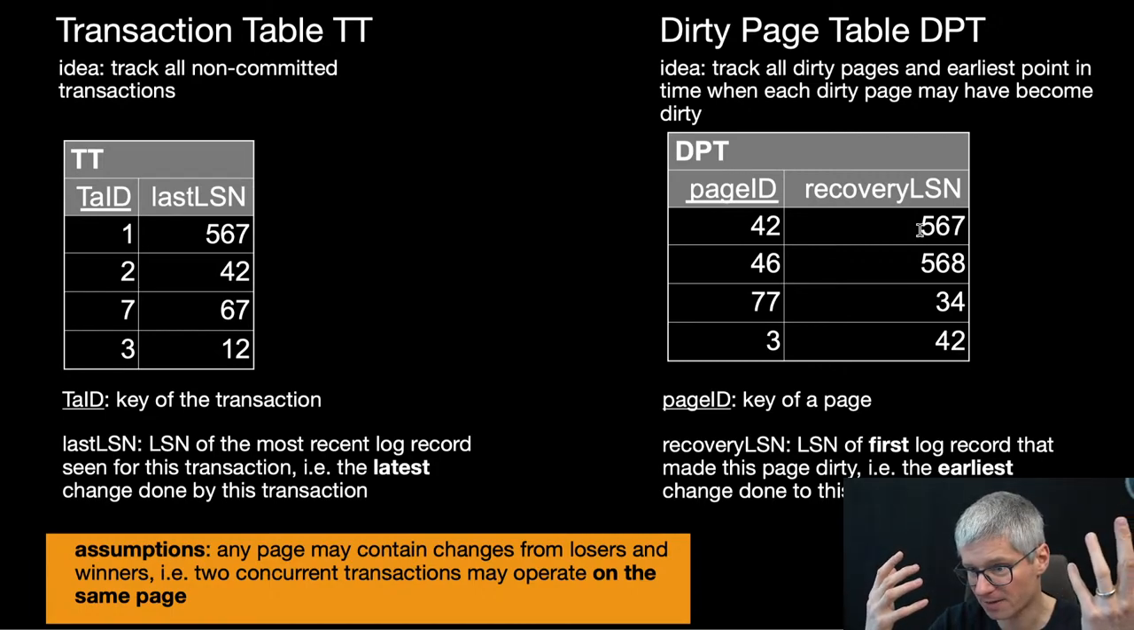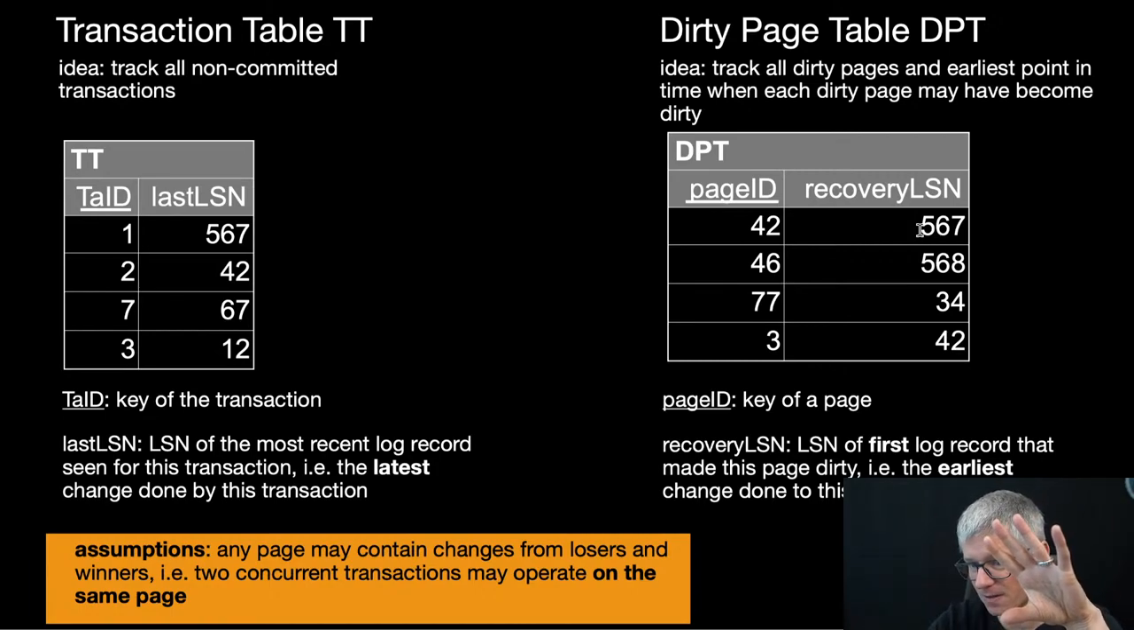Assume you have a background thread writing out the dirty pages to the database store. Then you can remove it from the dirty page table because it's not dirty anymore, of course. Another assumption I'm making in the following: pages typically contain many different tuples, and some of those tuples may have been changed by loser transactions and some by winner transactions. So a page may contain data that was touched by non-committing and committing transactions at the same time.